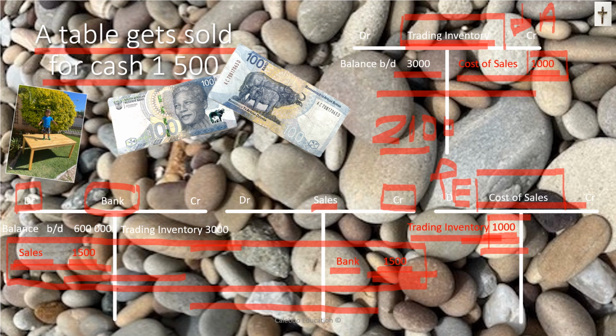the purchase price of the table when we bought it from the factory, 1,000. So that was the original cost price of the table that we sold. It's the cost of the sale. Remember, we're looking at a trading concern, so we're buying and selling. Cost of sales in a manufacturing concern would be calculated differently. But at this stage, we're only looking at a simple buy and sell, a trading concern.